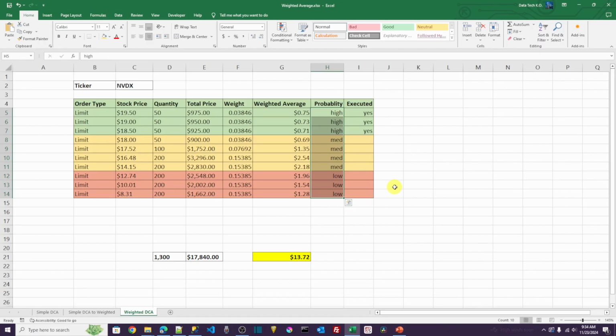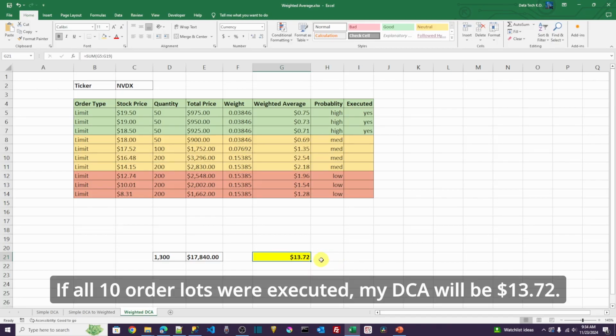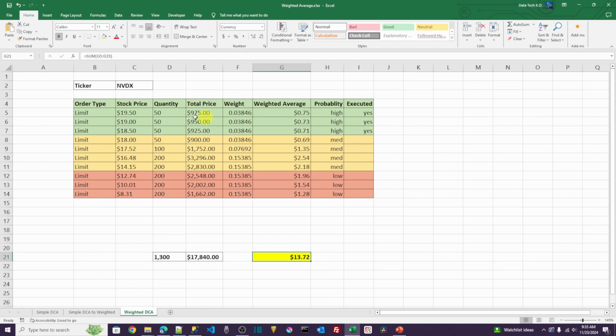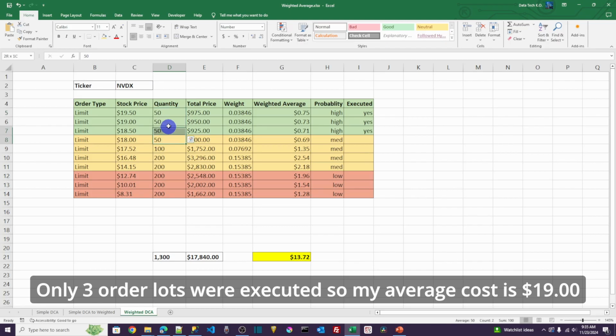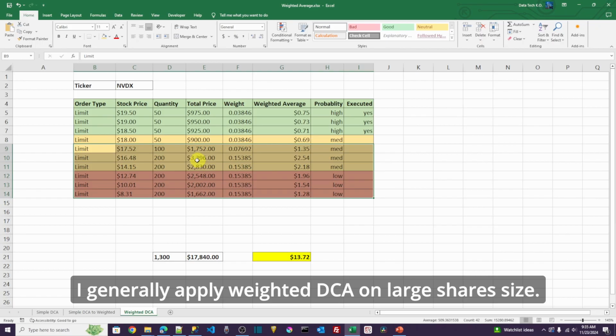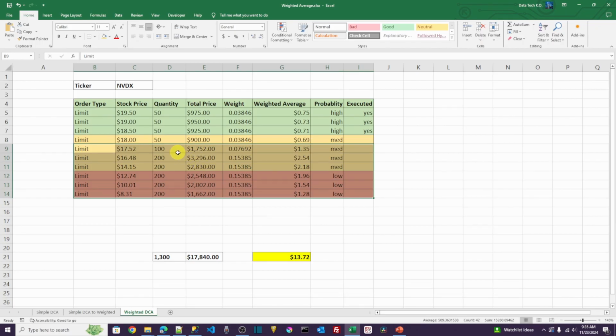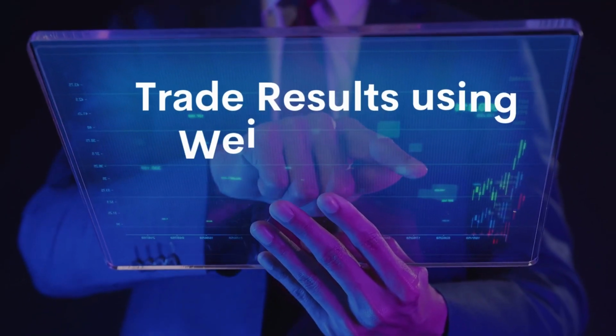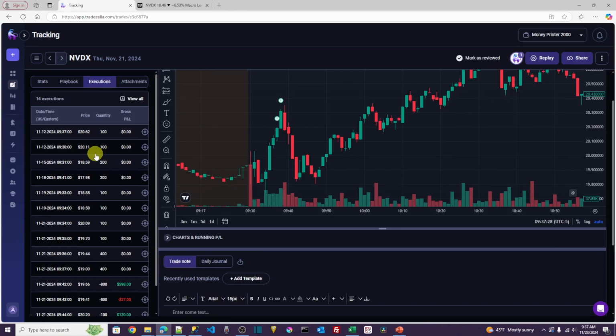But let's say if all 10 lots were executed for some reason, I don't know, some COVID event started, 9/11. If it does happen, that means that my average price for NVDX would have been $13.72. But because only the first 3 lots were executed, my average cost is $19. The first 4 order lots were based on simple dollar cost average. If it goes beyond the 5th order, then that's where it kind of makes sense for me to apply my weighted dollar cost average. NVDX, I've netted over $1,000 through the course of its lifetime.